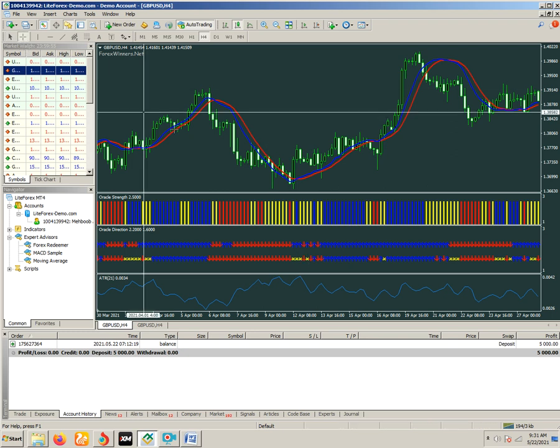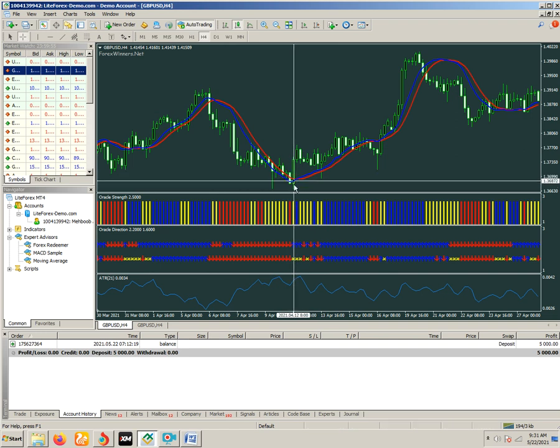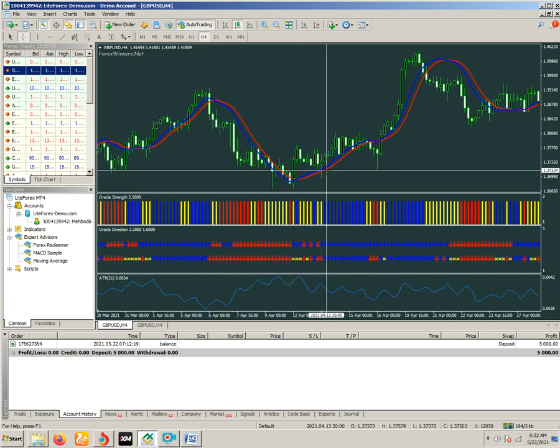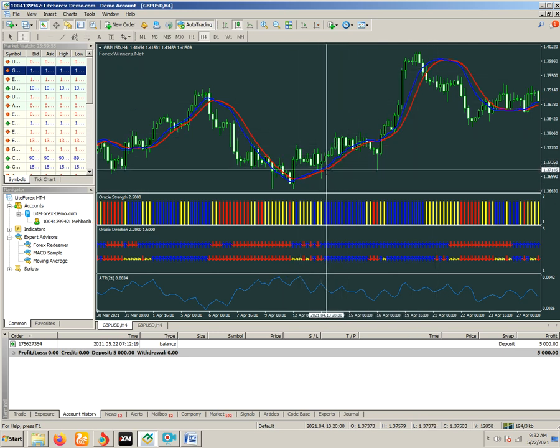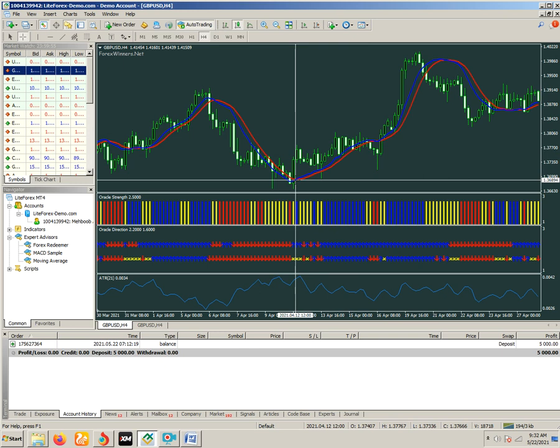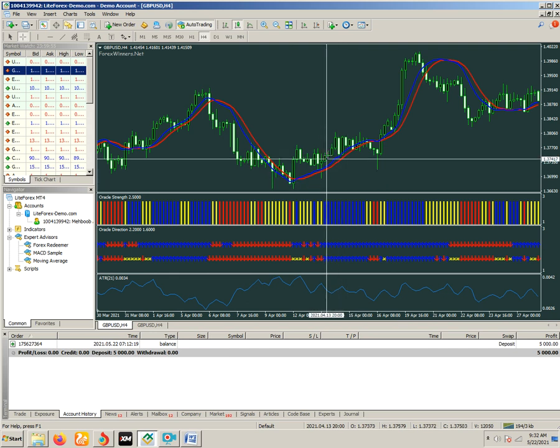Basically the entry point we will take from there, because the trend is changing from there, but 100% sure is the market will now go up. At this point you can enter buy also, but if you follow the rule and strategy you must win. So you need to wait.